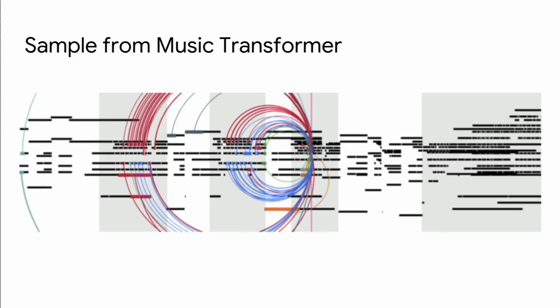So here, what I colored, shaded out, is where the motif occurs. And you can see the different colors are the different attention heads, and they're kind of focusing among those grayed out sections. So I'll play you the sample, and we also have a visualization that shows you, as the music is being played, what notes it was attending to as it was predicting that note. And this was generated from scratch.